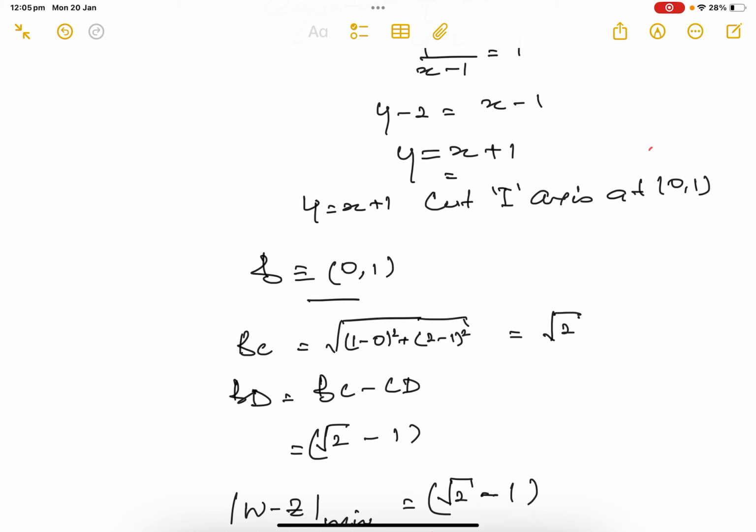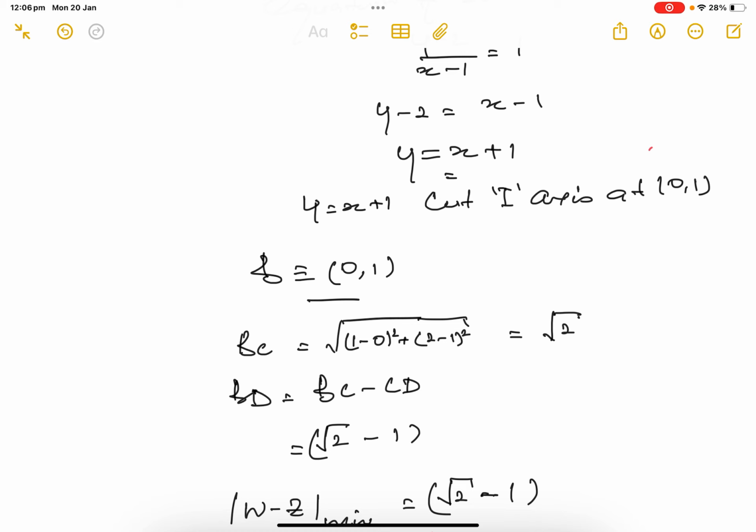Now we can find the distance BC first, because in order to find BD, we can do BC minus CD, which will give us BD. Before that, find BC. There are two points: the C point has coordinates 1, 2, and the B point has coordinates 0, 1. Between the two points, the distance, using coordinate geometry, gives you 1 minus 0 squared plus 2 minus 1 squared. That will be root 2. So BC is root 2.